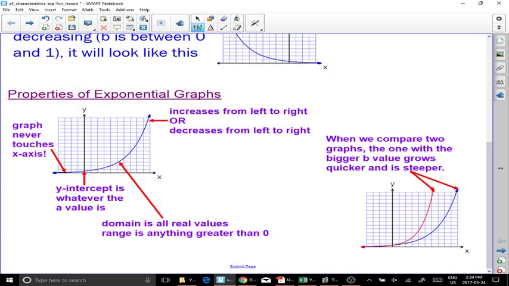It never touches the x-axis, never ever. The y-intercept is whatever the a value is. And I did mention that yesterday. And it increases from left to right or decreases from left to right. But if it's an increasing one, then it does this. The domain is all real values, and the range is anything bigger than 0, not equal to 0. Okay?